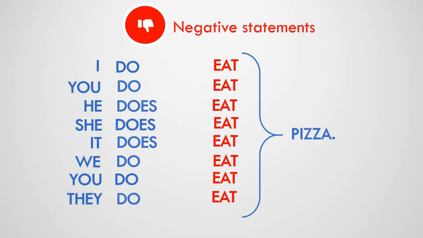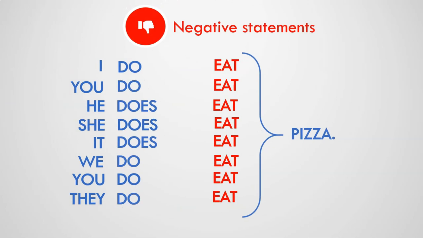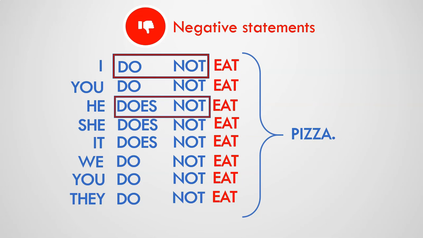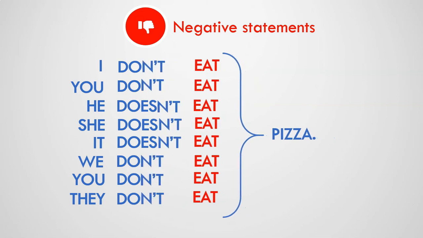We make negative statements by putting the auxiliary after the subject and adding the word not. It is also possible to join the auxiliary with the negation. Do plus not will be don't, and does plus not will be doesn't. This is called contraction. So our final formula will be subject, the auxiliary in negative, verb, and the object.